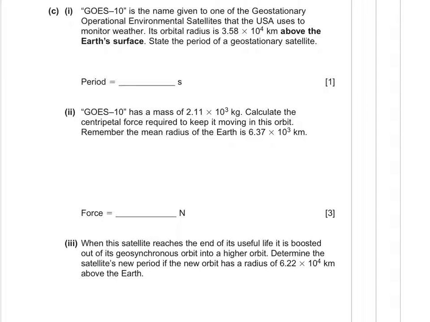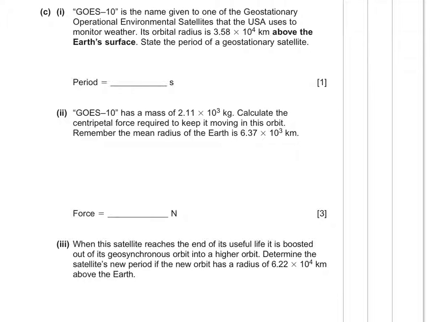State the period of this geostationary satellite. So that's literally state the period. So that's not anything to do with these numbers. A geostationary satellite rotates with the Earth, so its period is going to be however many seconds there are in a day. So we've got 60 seconds in a minute, 60 minutes in an hour, and 24 hours in a day. So multiply those together and you'll get the number of seconds, and it's 86400.